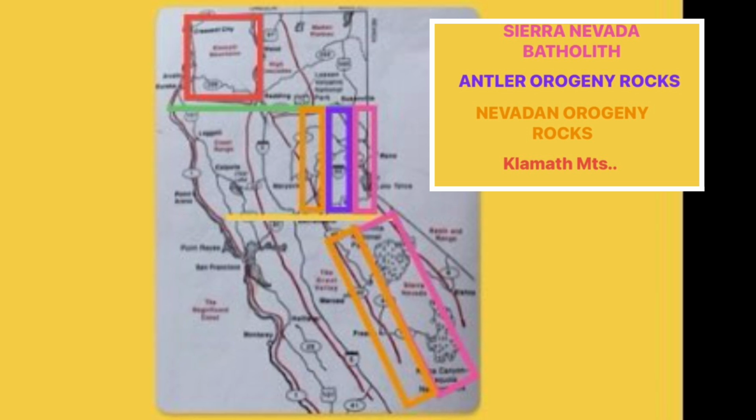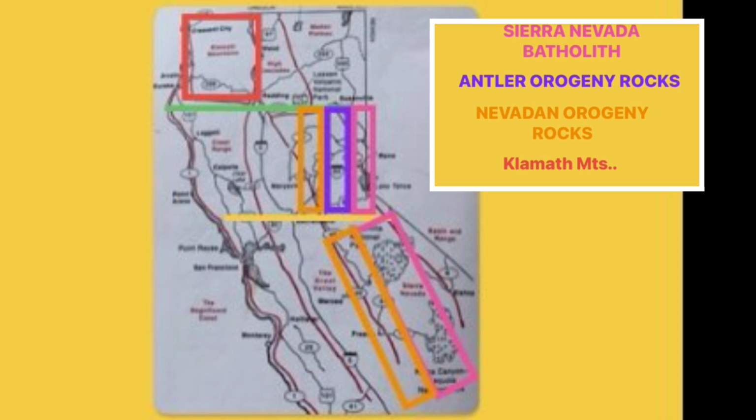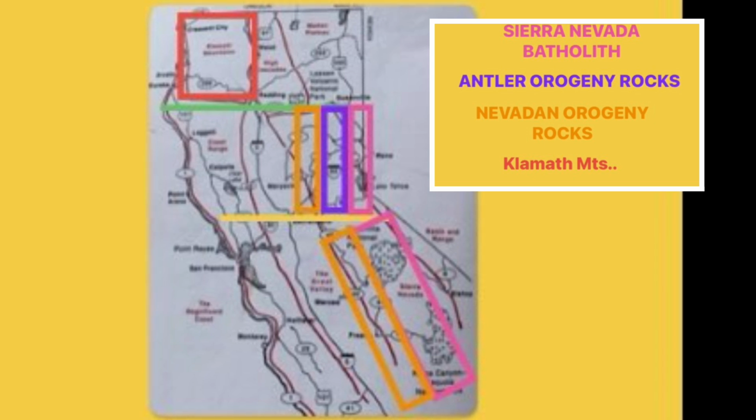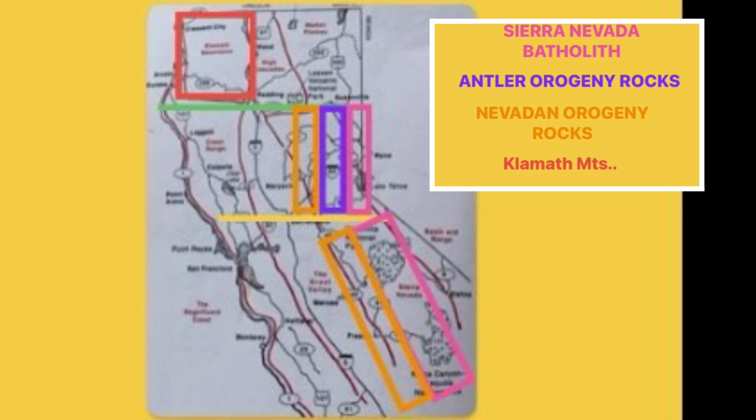The orange rectangle represents the Nevada Orogeny rocks, which would include the Calaveras Complex along the eastern edge of this batch of rocks, and then the Western Jurassic Terrane along the western edge of this batch of rocks. And some interesting things to note here.